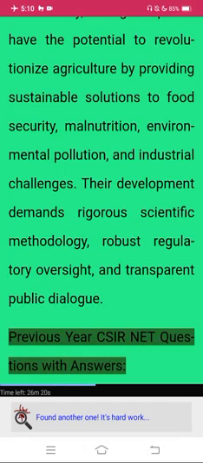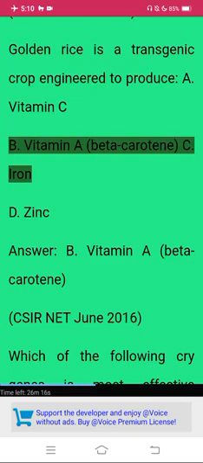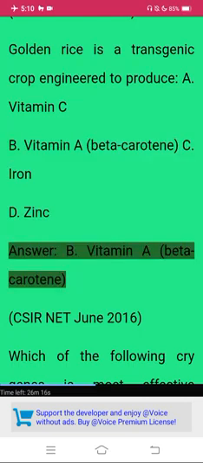Previous year CSIR NET questions with answers. CSIR NET December 2014. Golden rice is a transgenic crop engineered to produce: A, vitamin C; B, vitamin A, beta-carotene; C, iron; D, zinc. Answer: B, vitamin A, beta-carotene.